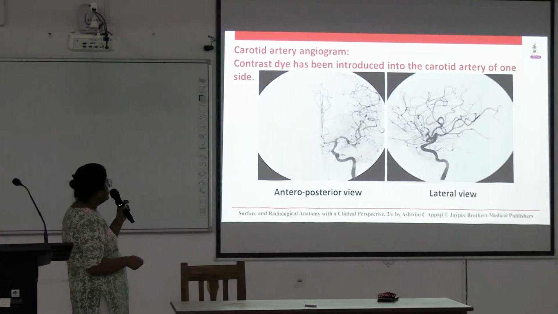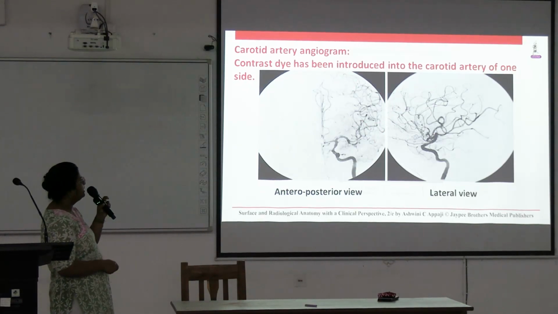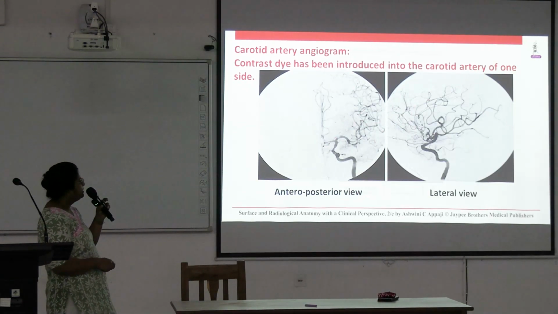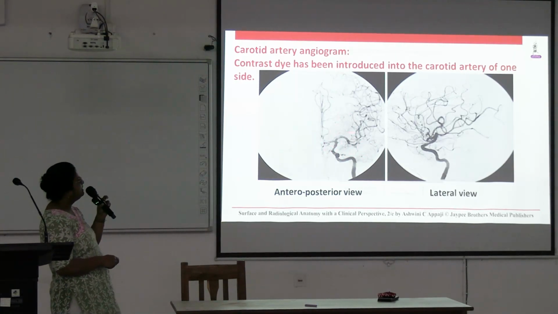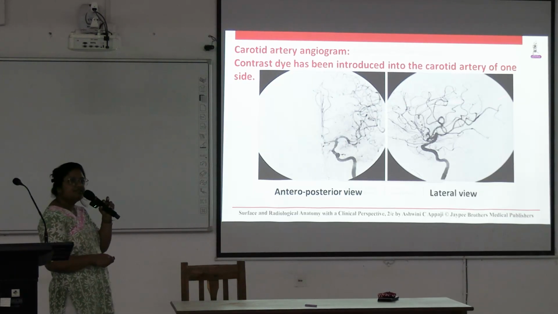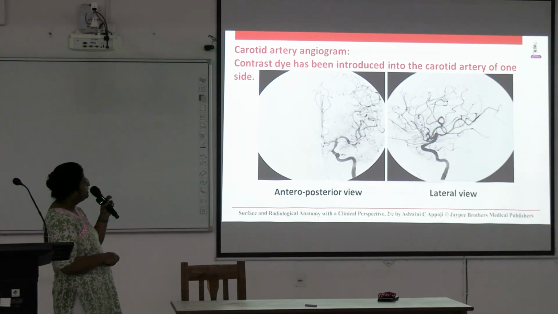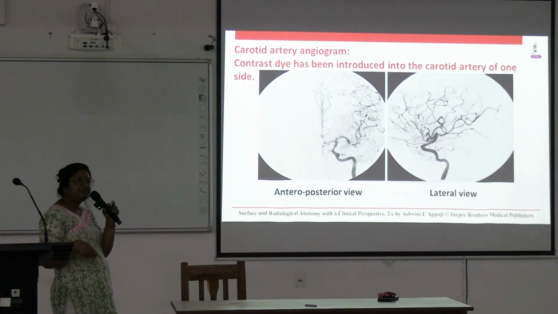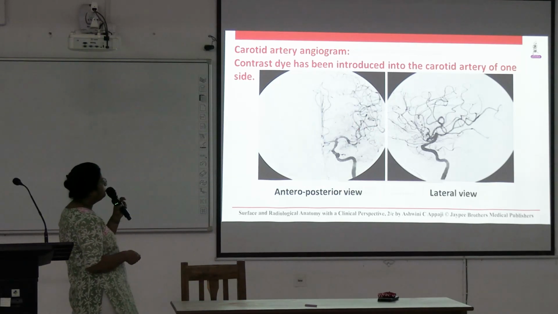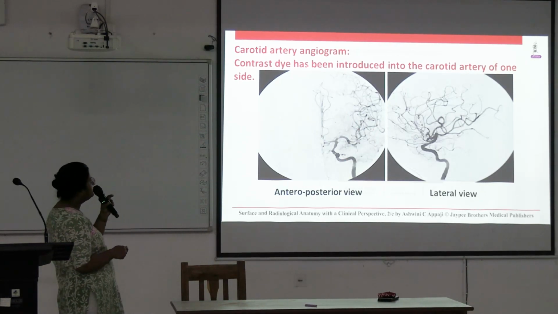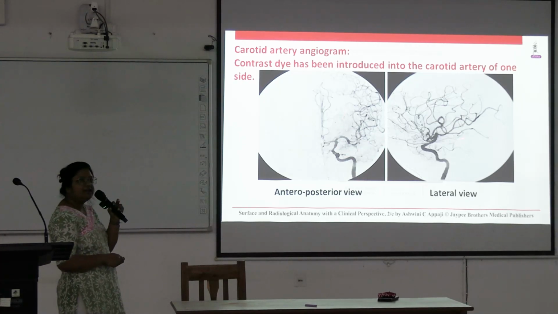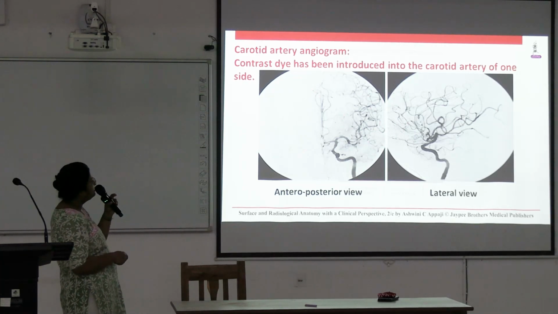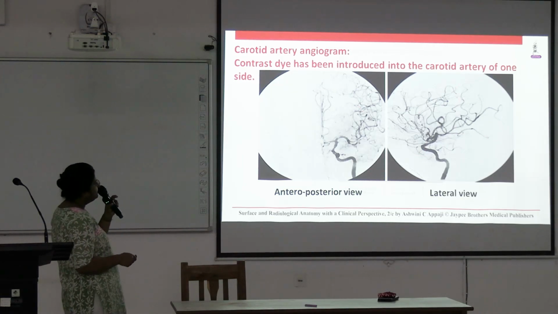See here, this is the anterior-posterior view of the carotid angiogram, and this is the lateral view. See, this is the internal carotid artery entering into the skull and dividing into different branches, forming part of the circle of Willis, and these are the different smaller branches supplying different areas. So on this one the artery has been injected. On the one side you can visualize the internal carotid. This is anterior, and on this side dye is not injected. And this is the lateral view, seen from the lateral side.